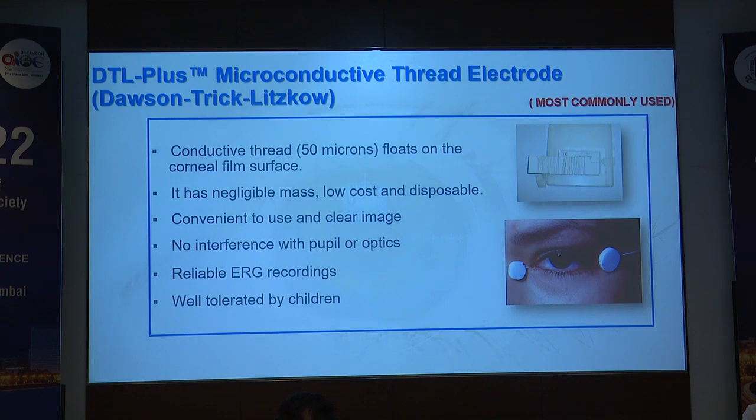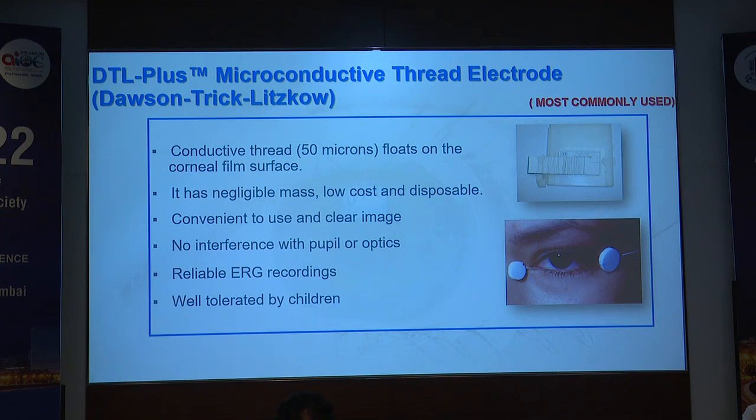Then, the most commonly used electrodes are the DTL Plus type of electrodes, which we are seeing in the picture. These are conductive fibers, 50 microns, negligible mass, low cost and disposable, convenient to use, and they give very clear images, no interference with pupillary optics.